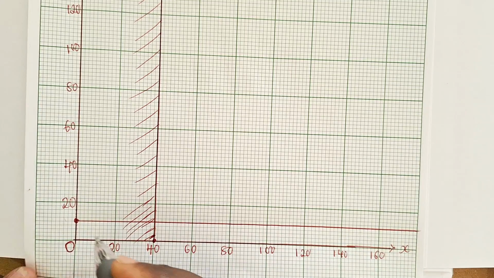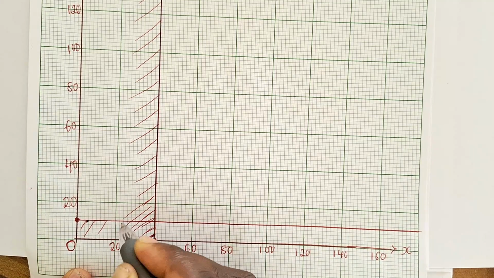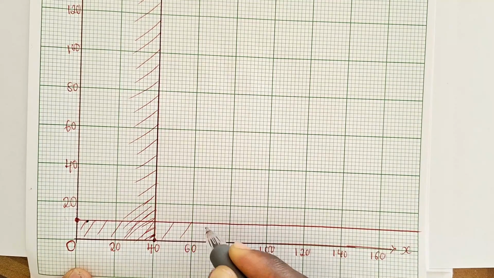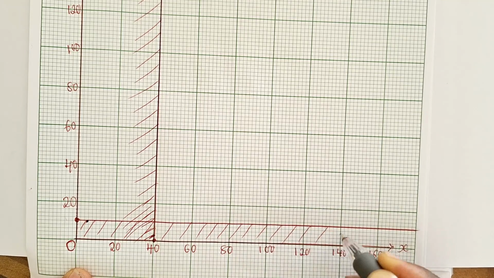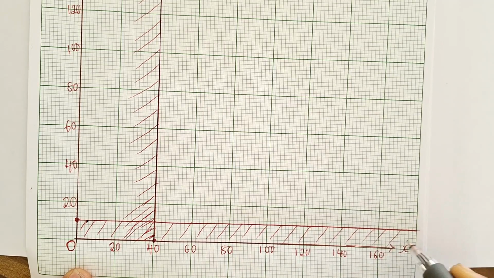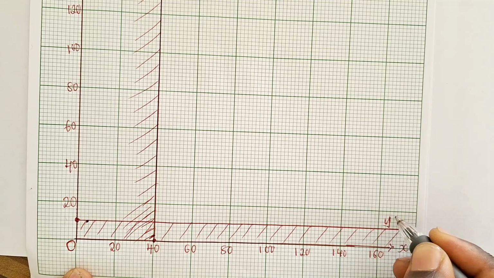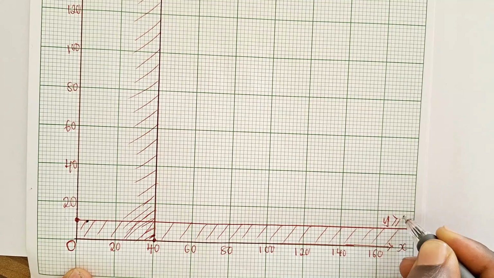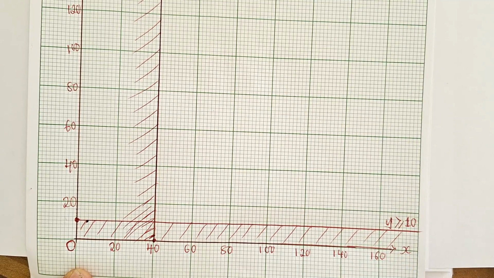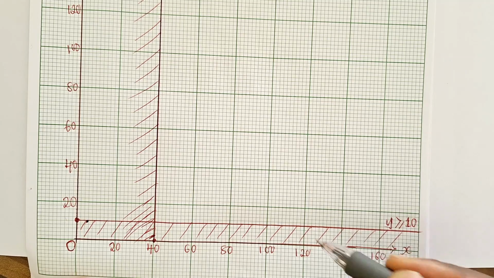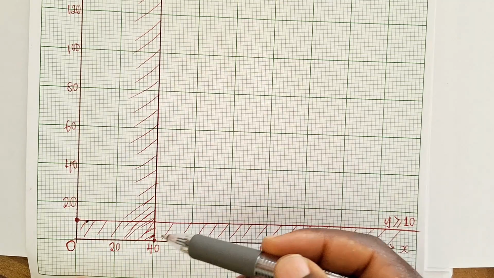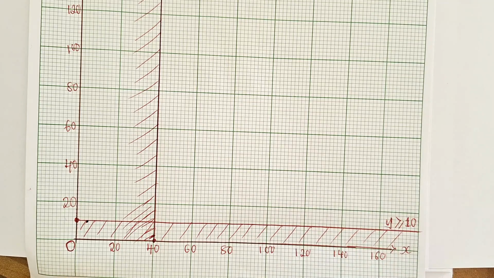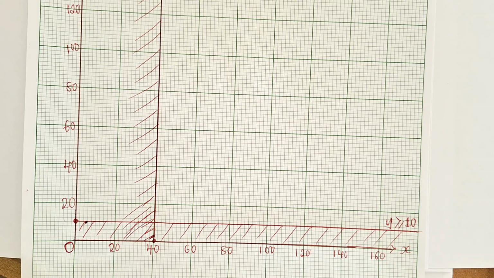Okay, so we are shading the opposite. This is the opposite, which is being shaded. We know that this is y is greater or equal to 10. But when shading, we shade the opposite of greater. On this y-axis, the top part here is greater. The bottom part is less. And that's what we're going to shade.